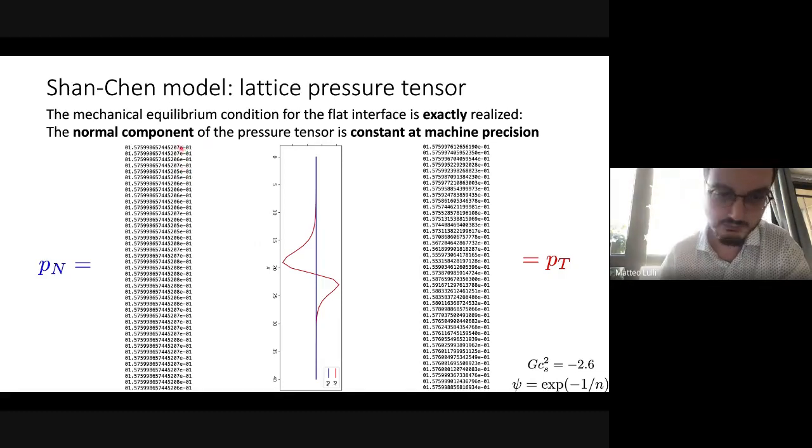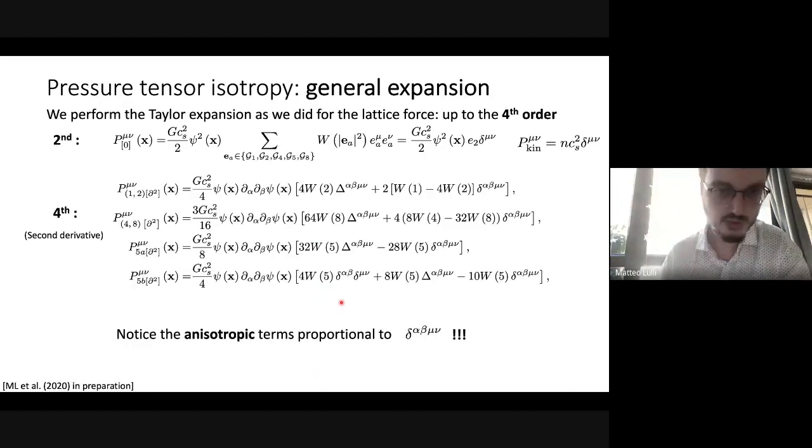And as you can see, basically only the last digits are changing through the interface, whereas clearly the tangential part of the pressure tensor has the modulation. And of course, we know that we use this to compute the surface tension.